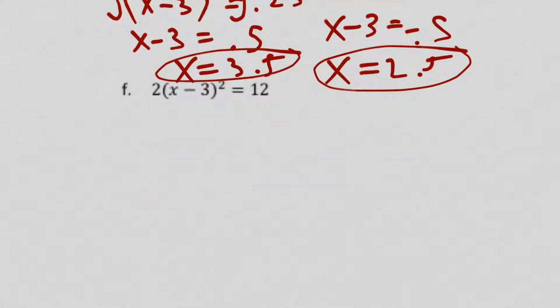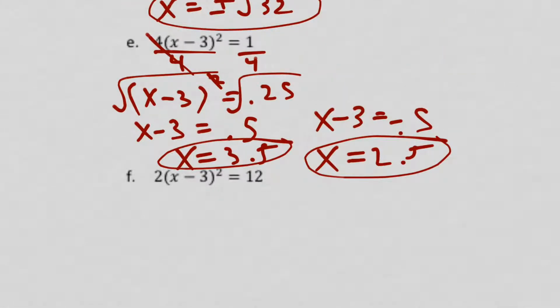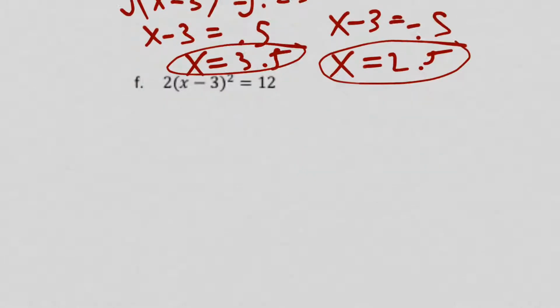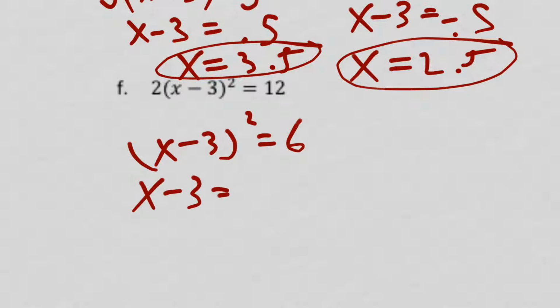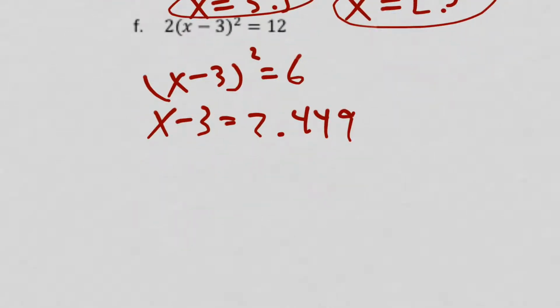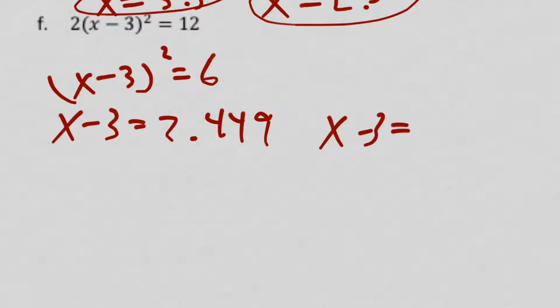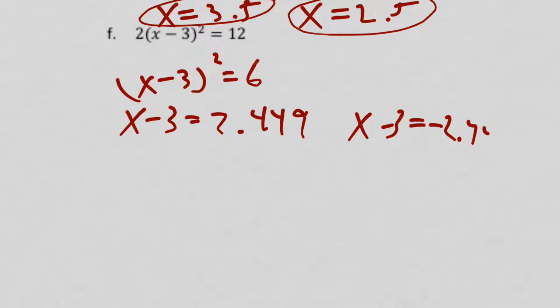If you didn't know how to do F, but you think you know how to do it now after seeing letter E, pause the video and give it a shot yourself, okay? Again, divide by 2. And then you're going to square root both sides. Square root of 6 should be 2.449. A positive and a negative 2.449.